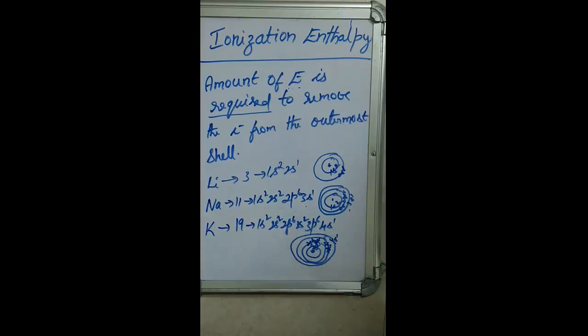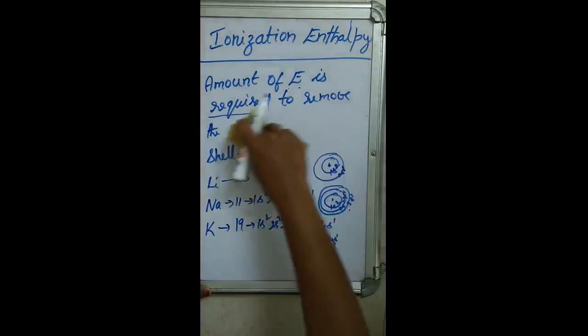So the amount of energy required to remove the electron from the outermost shell is called ionization enthalpy. Now, how does it vary? I hope you understood the definition of ionization enthalpy. This part I will erase.